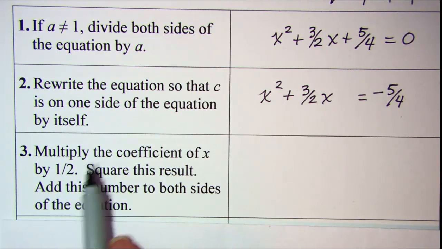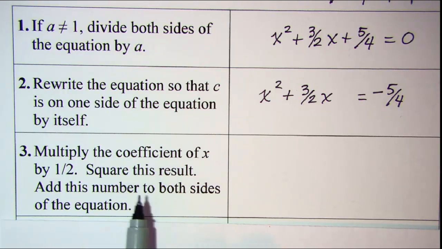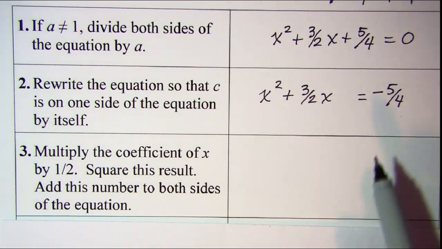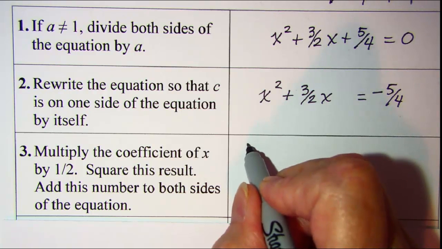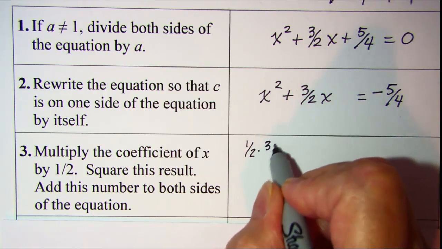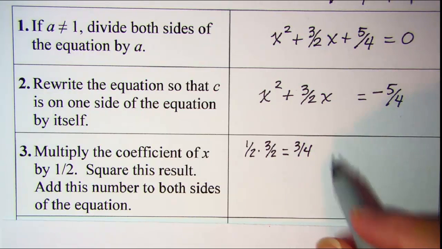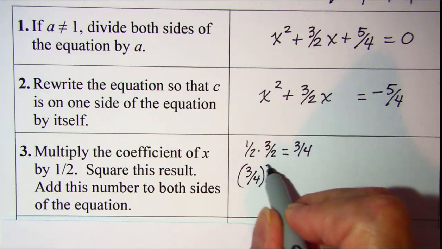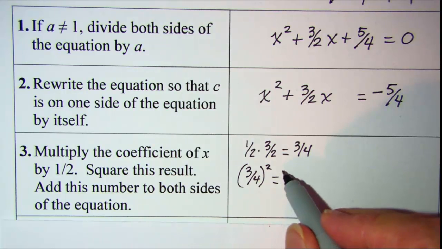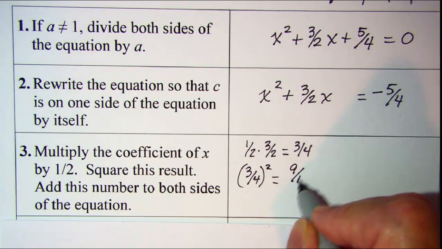My next step is what I call the half it squared add it step. We want to multiply the coefficient of x by 1/2, square this result, and then add this number to both sides of the equation. So the coefficient of x in our case is 3 halves. I want to multiply that by 1/2. 1/2 times 3 halves is 3 fourths. Then I want to square that result. When you square a fraction, you square the numerator and then square the denominator. So 3 squared is 9, 4 squared is 16.